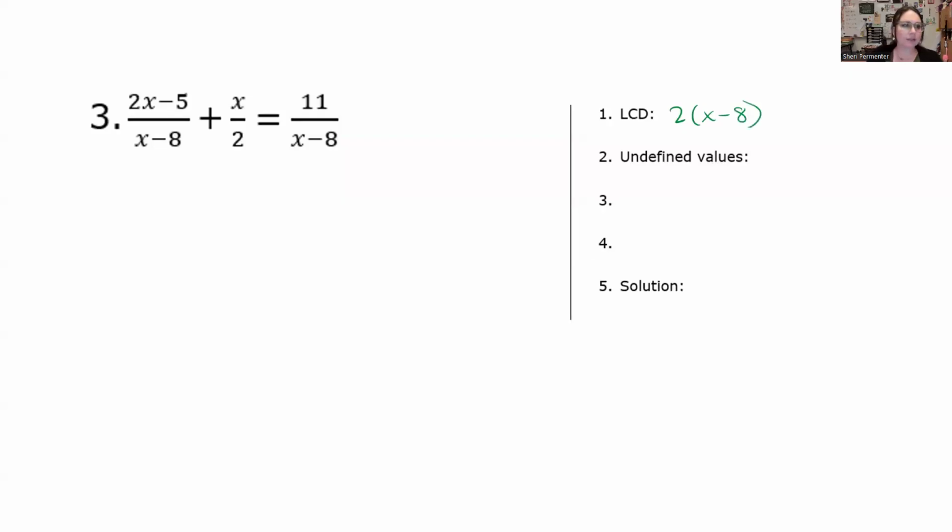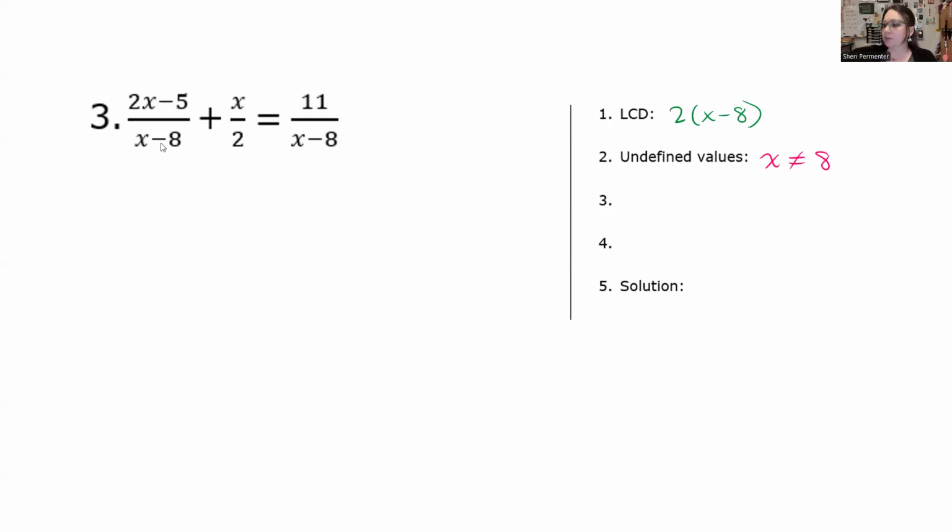As soon as you've identified your lowest common denominator, you can identify undefined values. For this one, there's only one x that's shown in the LCD. So you only have one undefined value, and it's going to be 8. So x cannot be equal to 8.